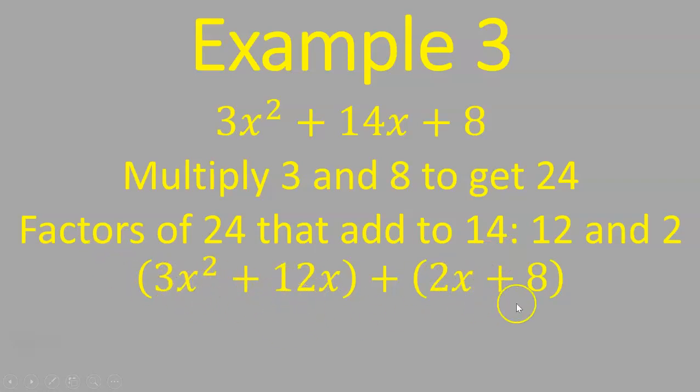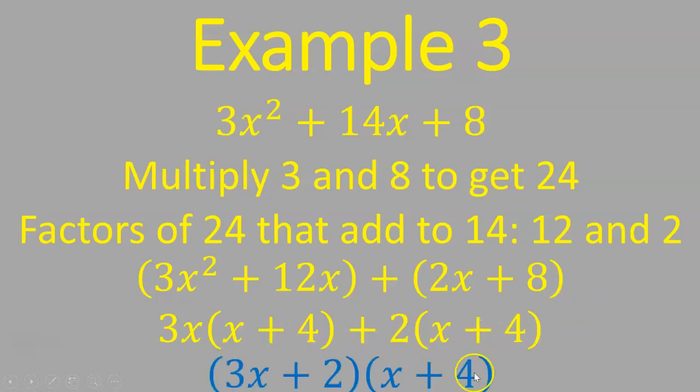I'm not going to show you actually dividing here, but 3x comes out this time. So write 3x on the outside. If you divide 3x squared by 3x, you get just x. 12x divided by 3x is 4. What comes out of 2x plus 8? That'd be 2. Divide both of these by 2, it's x plus 4. And this is good because, again, we have that match. That's what you're looking for. So we write the matching part once. It doesn't matter the order. The x plus 4 and the 3x plus 2. So that's factoring with a number in front of it.